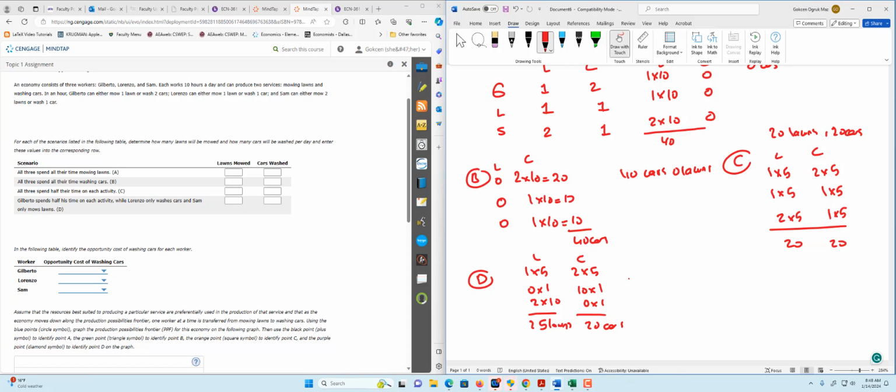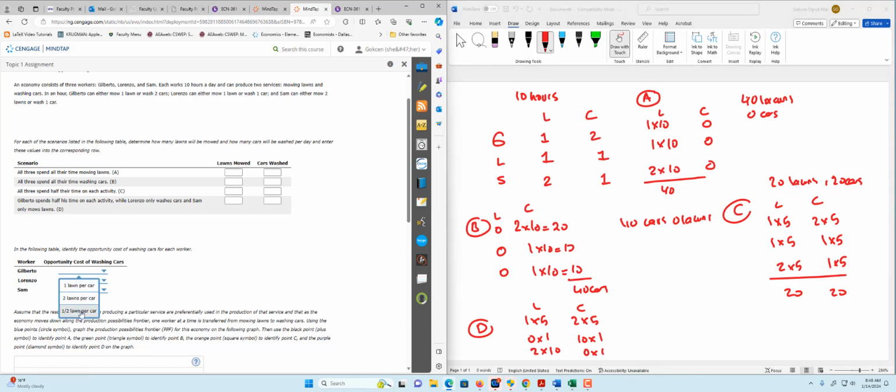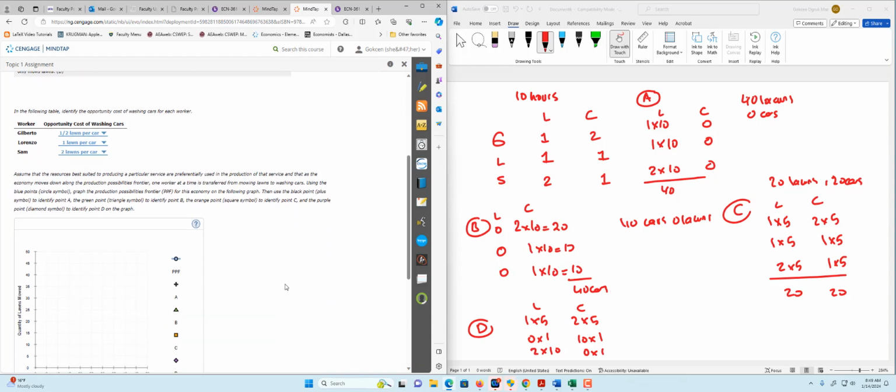The next thing we will do is find the opportunity cost of washing the car. For Gilberto, he washes 2 cars. Instead of washing 2 cars, he could mow 1 lawn, but opportunity cost is per unit. So if Gilberto gives up washing 1 car, then he needs to give up mowing half a lawn. So that's the opportunity cost. For Lorenzo, 1 car, 1 lawn, so the opportunity cost is 1 lawn. For Sam, 1 car is 2 lawns. Therefore, the opportunity cost is 2 lawns. So these are the opportunity costs.